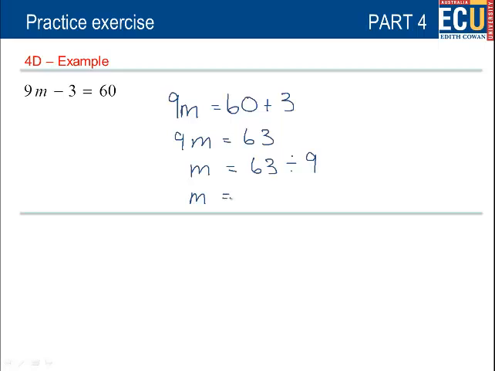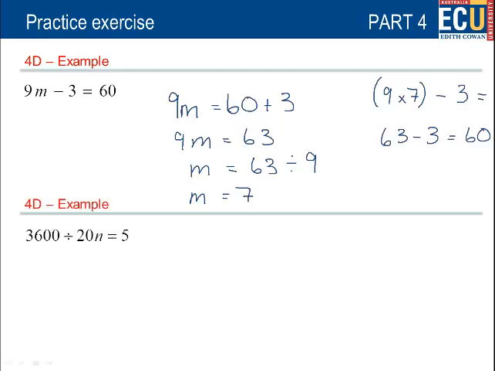Therefore, m equals 7. Let's test our equation. 9 multiplied by 7 minus 3 equals: 9 times 7 is 63, minus 3 equals 60. So yes, our solution of m equals 7 is correct.